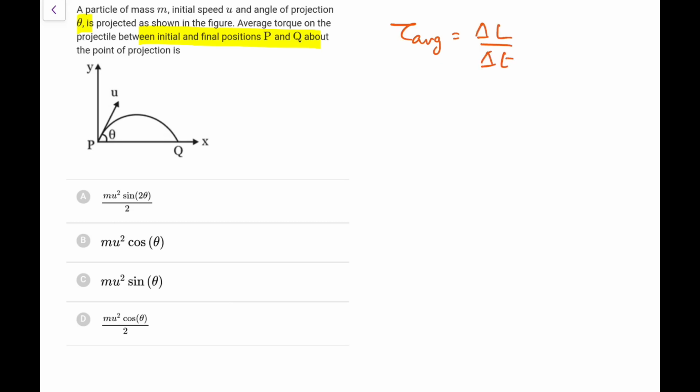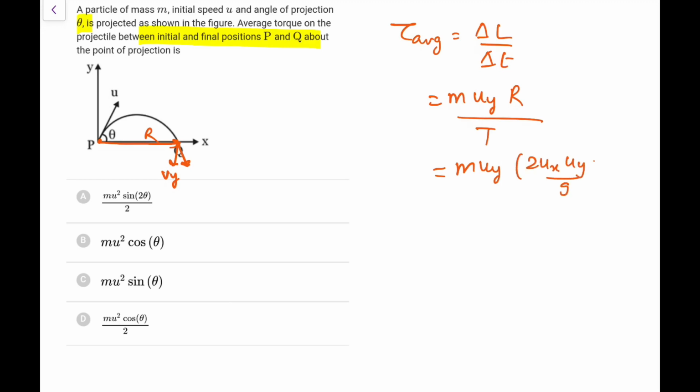About the point of projection, initial angular momentum is 0, and finally the velocity is like this. This distance is r, so we take the perpendicular component, that would be Vy. So I can write it as m Uy, because Vy magnitude is Uy. So m Uy r upon t. So m Uy r is 2 ux Uy by g divided by t, which is 2 Uy by g.